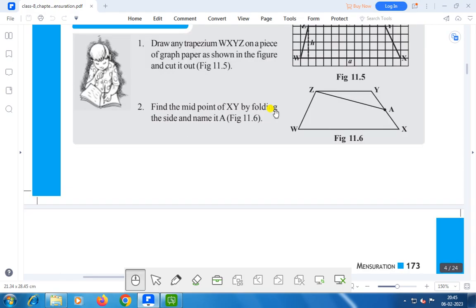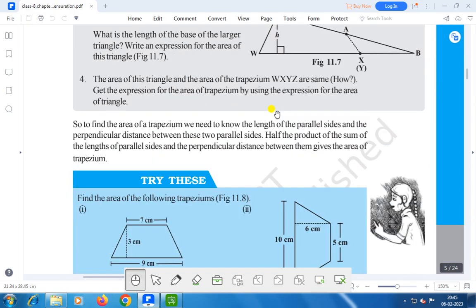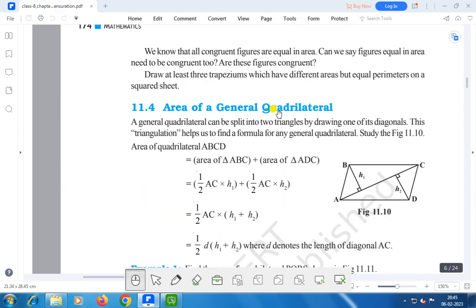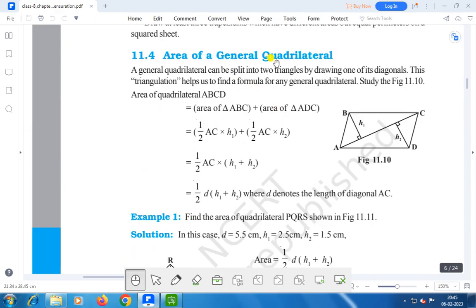Now you shall find the area of a general quadrilateral. Here you see the quadrilateral ABCD. This can be divided into two triangles, that is ABC and ADC. Therefore, we will add the area of triangle ABC plus the area of triangle ADC.